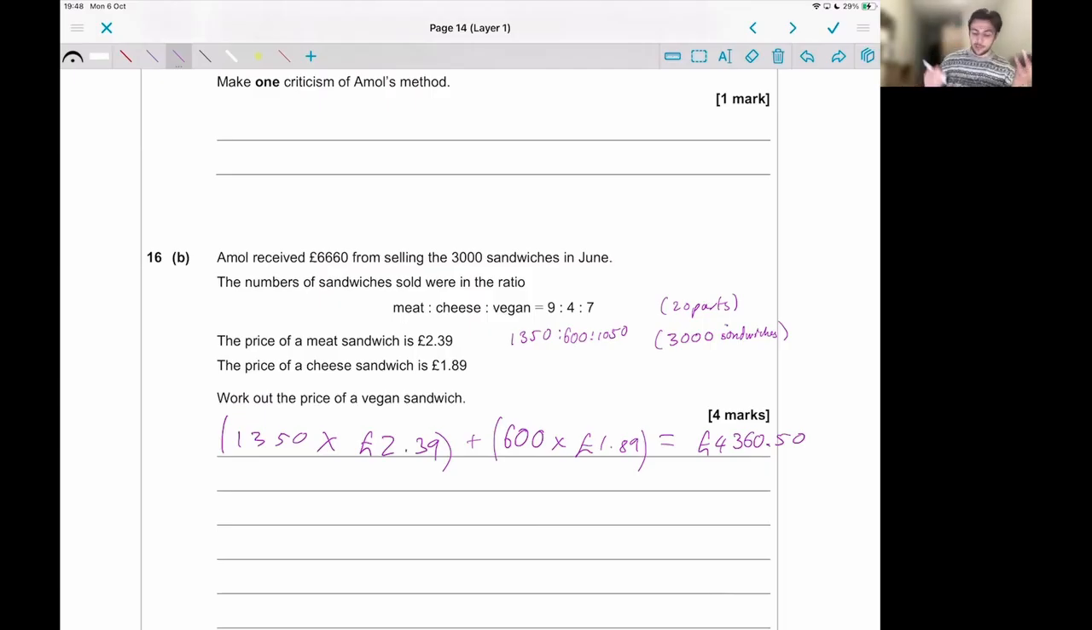Now we're going to take that away from the total. So 6660 minus 4360.5, which gives us 2299.50 pounds. And that's how much money he will have made from the vegan sandwiches. So he made that much from the vegan sandwiches.